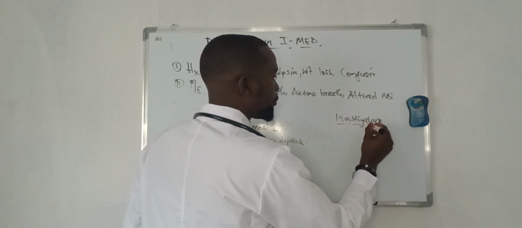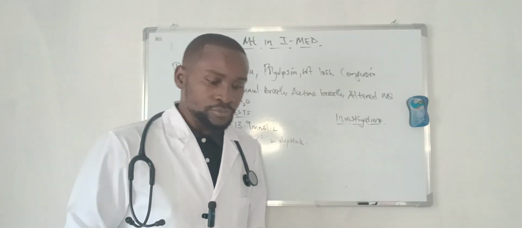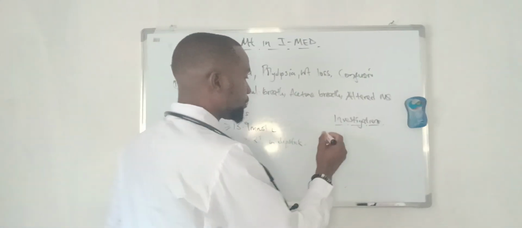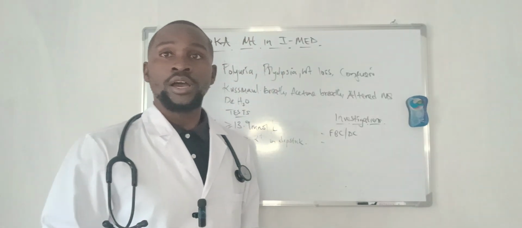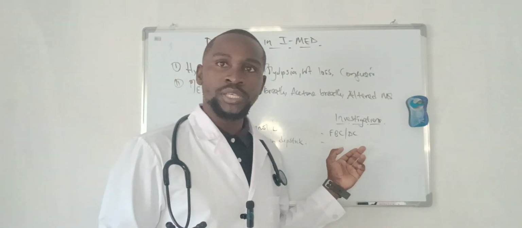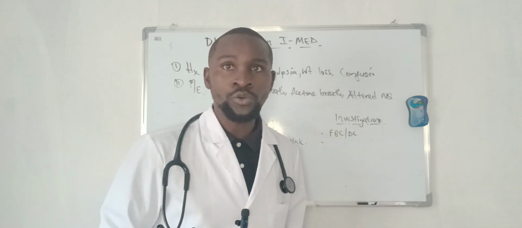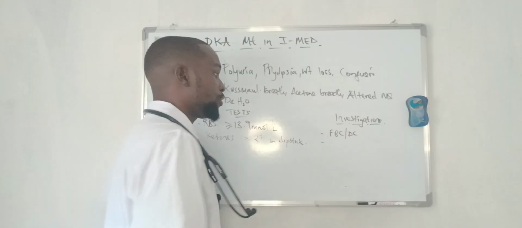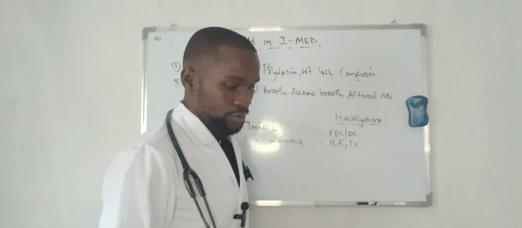So what other investigations are you going to order for in this particular patient? This is where you are going to do your full blood count, obviously your FBC, DC. Remember that the most common cause or trigger of DKA is infection. So your FBC and differential count is going to give you the white cell count, and you'll be able to see if you have an elevated white cell count, which could signify that you have an infection that you're dealing with. You do your U and Es, urea, electrolytes, and creatinine, okay?